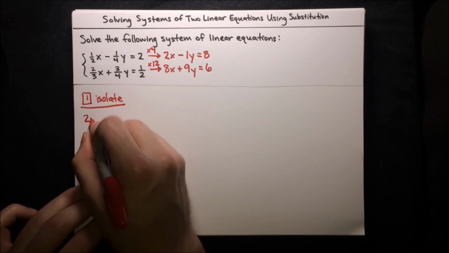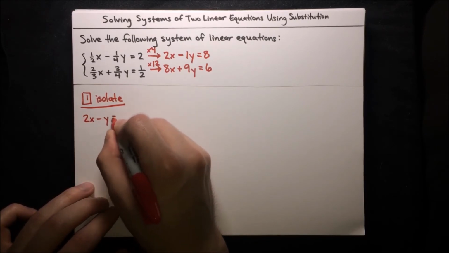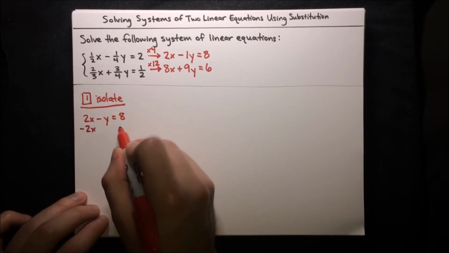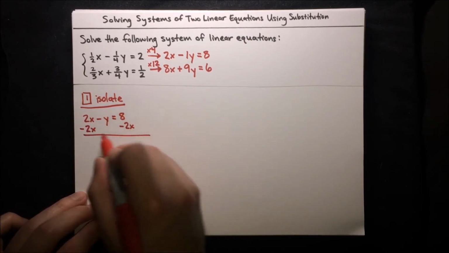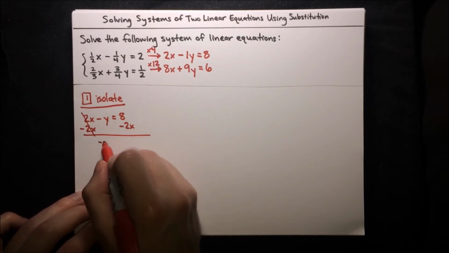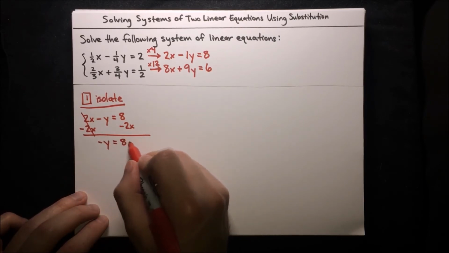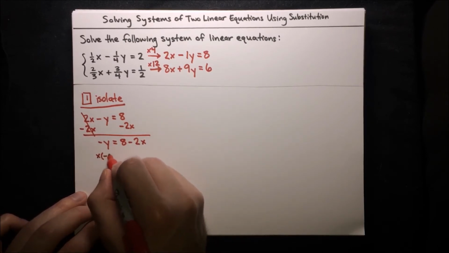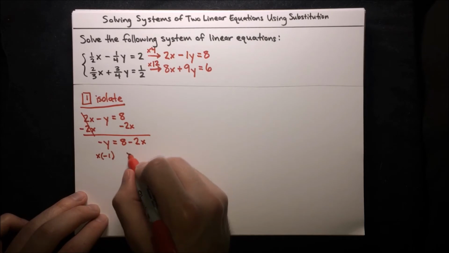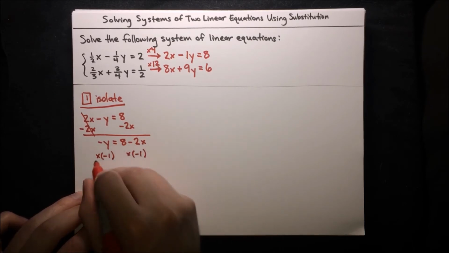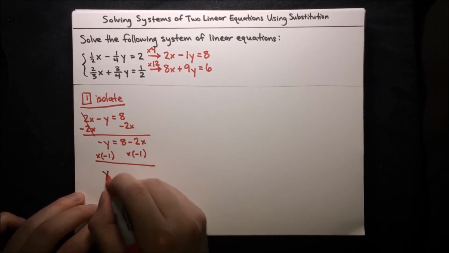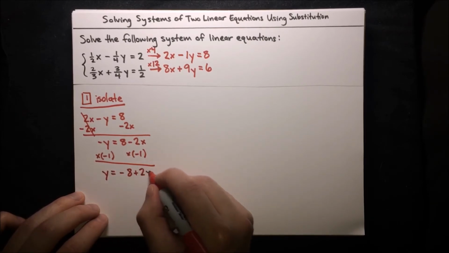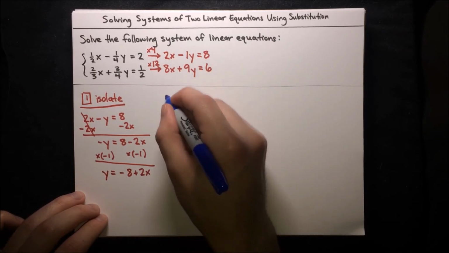So take 2x minus y is equal to 8. And then all we have to do is subtract off that 2x, so minus 2x on both sides. That cancels the 2x, we just have minus y is equal to 8 minus 2x. And then all we have to do is multiply by -1 to cancel that negative on the y. So multiply both sides by -1, and that result is that y is equal to -8 plus 2x. So now we're ready to move on to step 2.